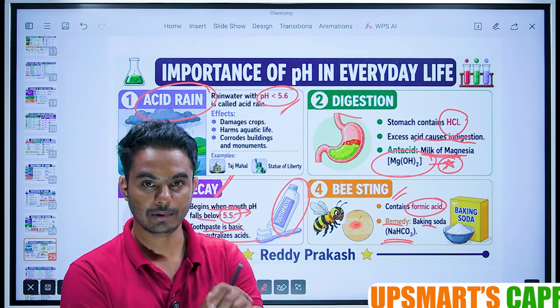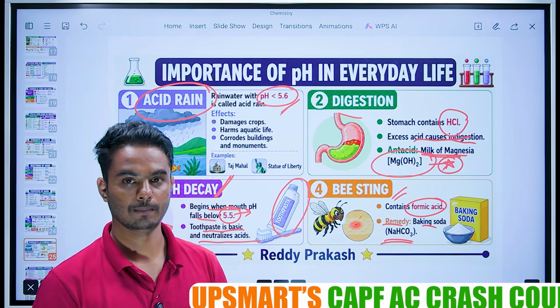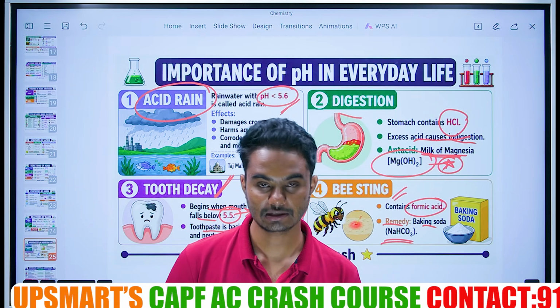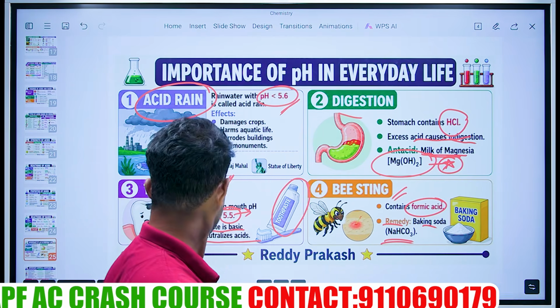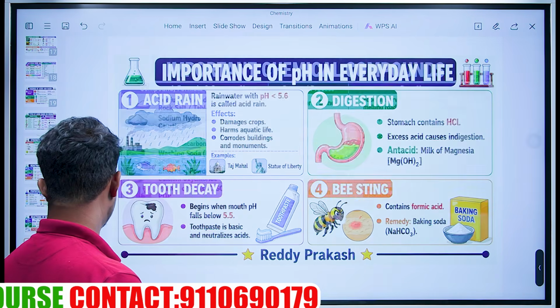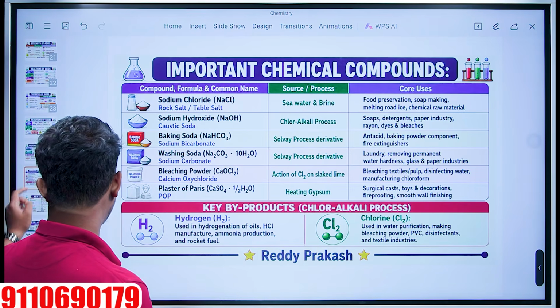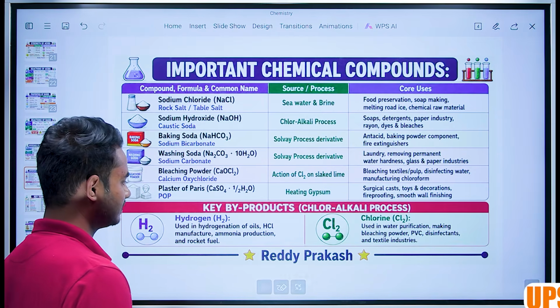Even if the ants bite, what you should apply is baking soda. It will reduce the formic acid accumulation. Easy. Next, a few of the important chemical compounds. We are towards the end of the chapter.